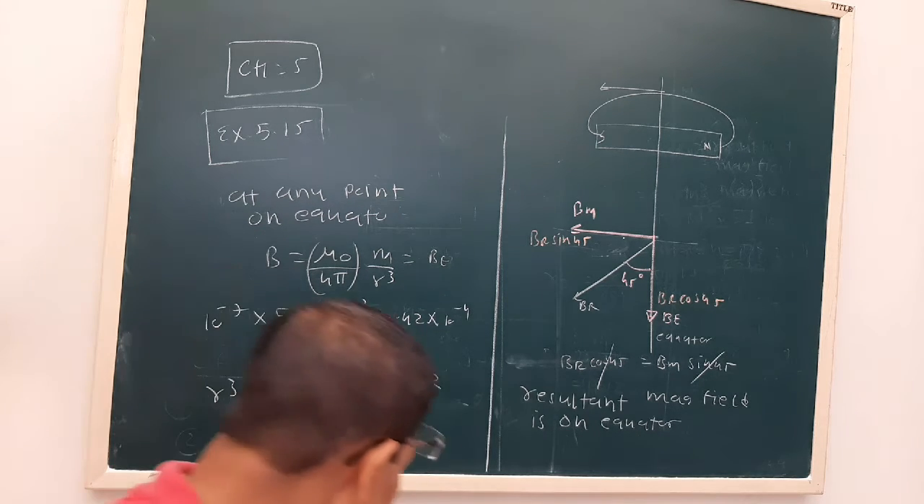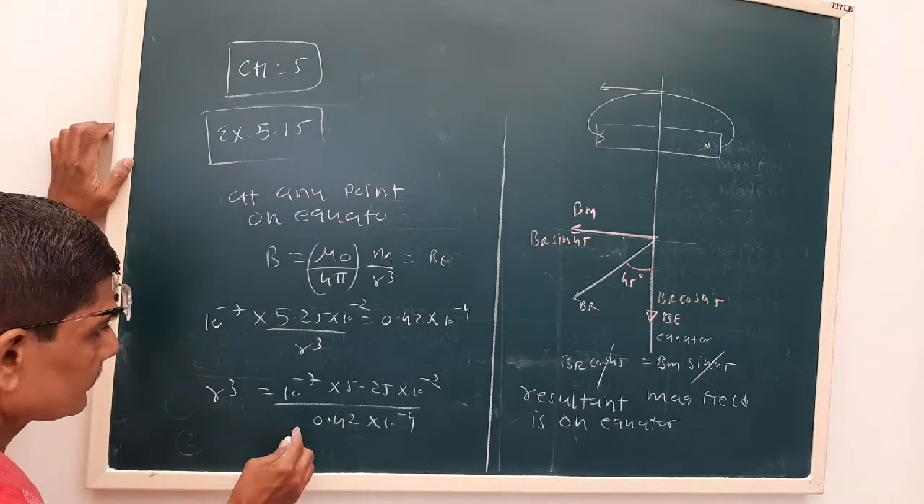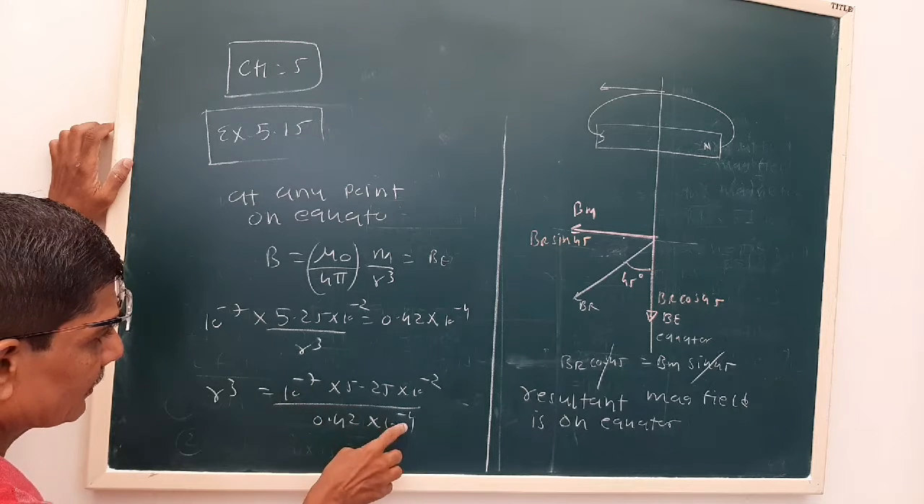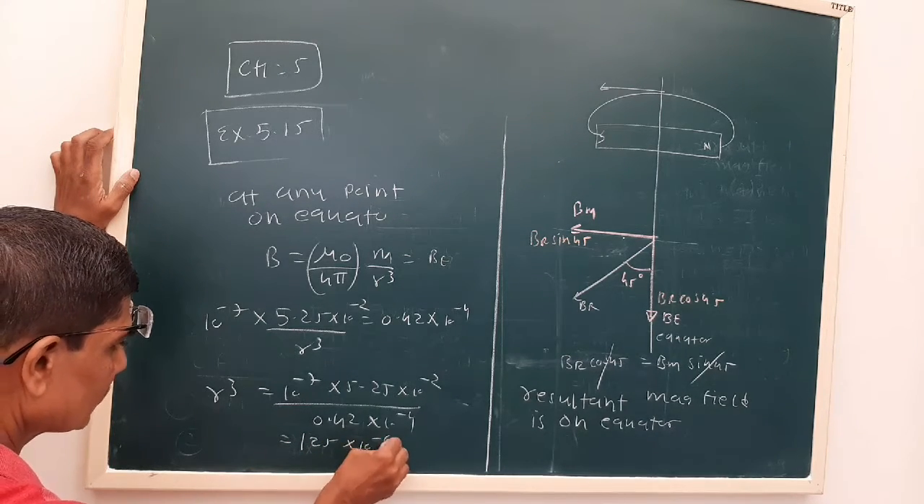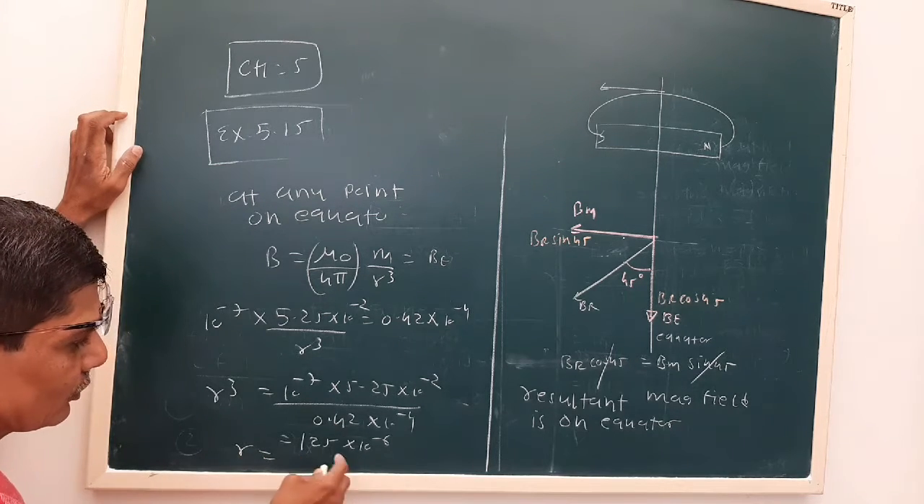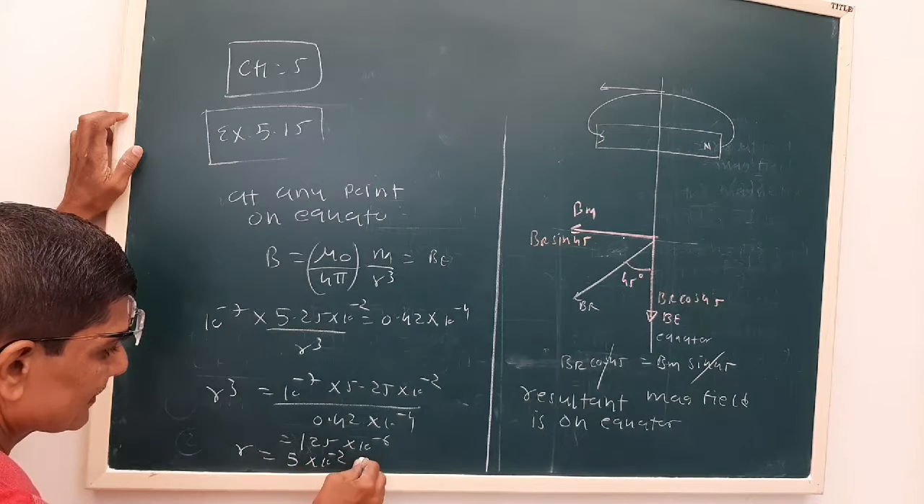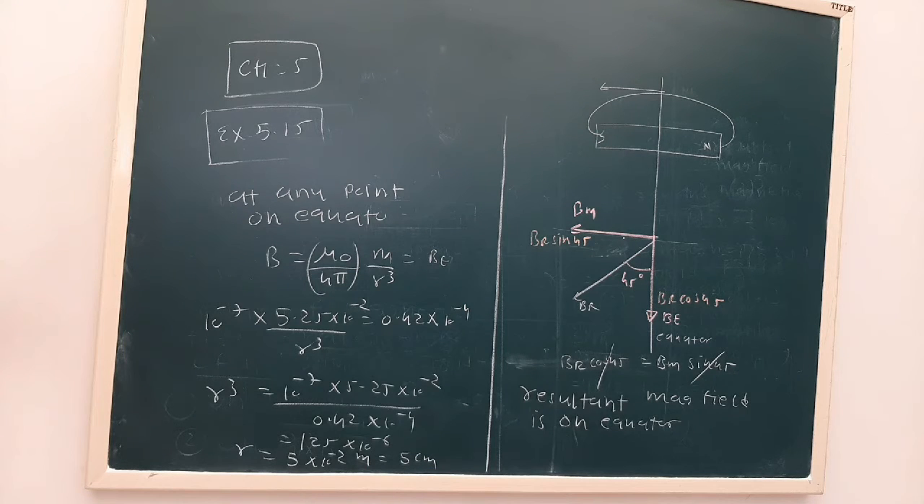So this we can solve. Okay, so that will be minus 7 minus 6, 9 minus 5. That we can obtain as 125 into 10 to the minus 6. Okay, final answer. So r, see this is a perfect cube, 5. That is 5 into 10 to the minus 2 meter. That will give us 5 centimeter. Okay, so this is the first answer.